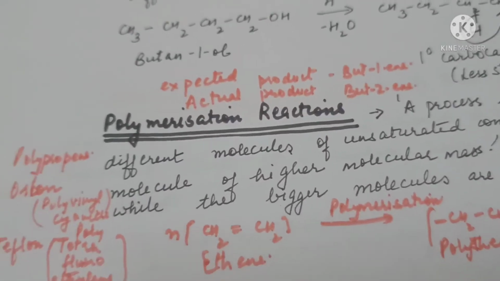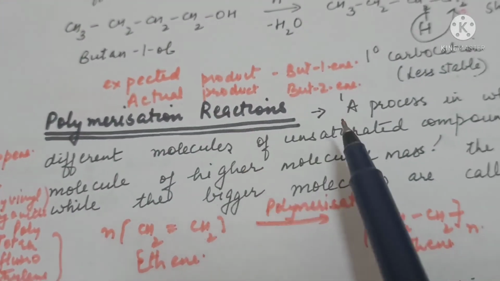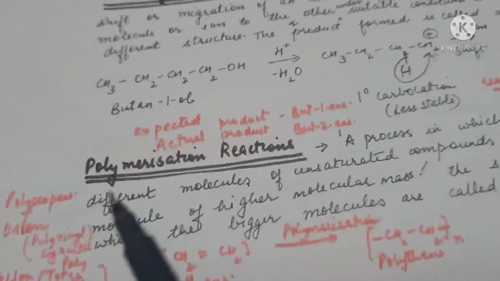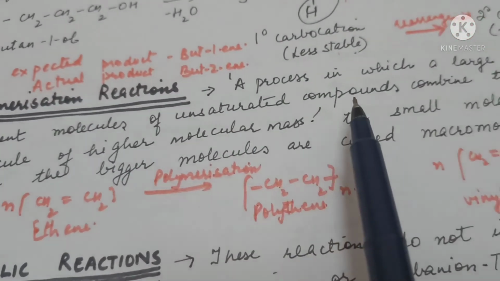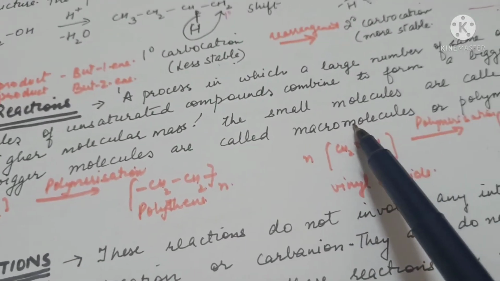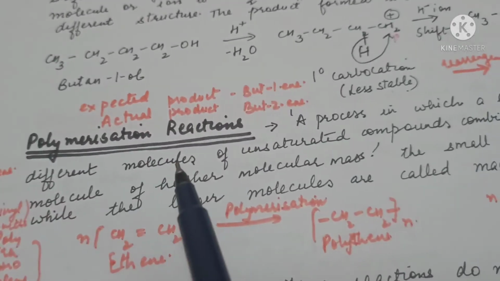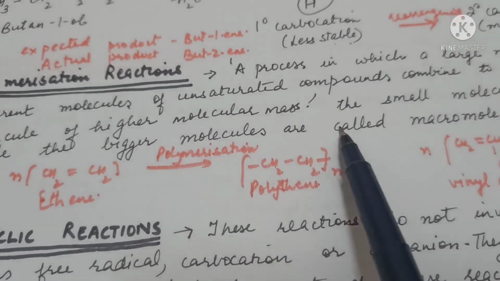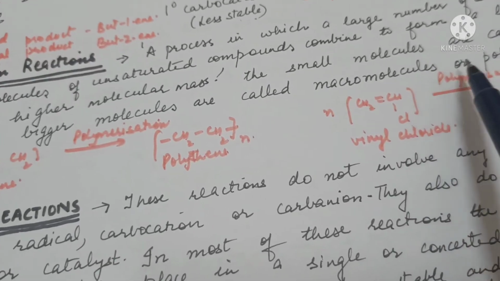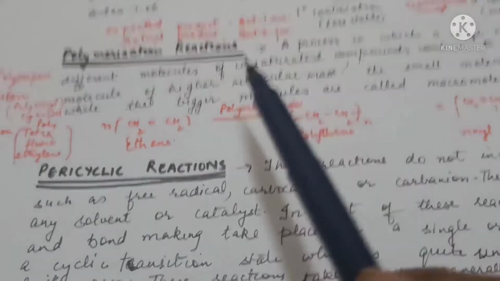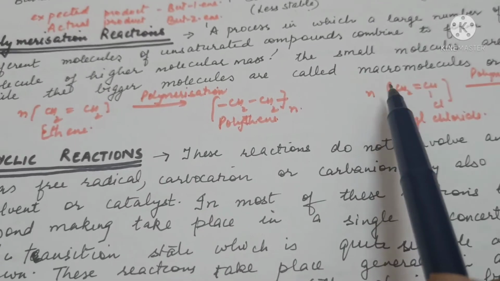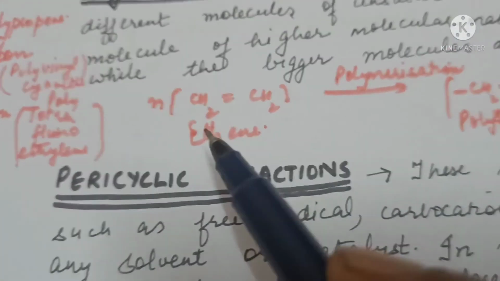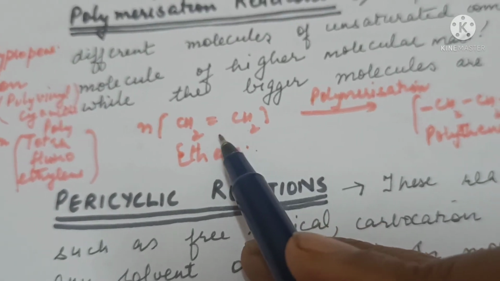Then the next category of reactions are polymerization reactions. In this process, a large number of same or different molecules of unsaturated compounds will combine to form a bigger molecule of higher molecular mass. The small molecules which combine are called monomers, and the bigger molecules which are formed are called macromolecules or polymers. For example, ethene is the monomer. There's a double bond here.